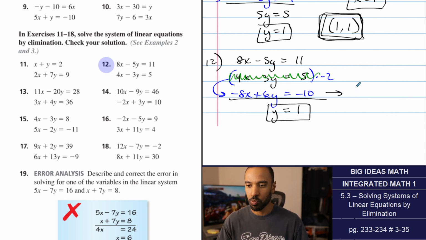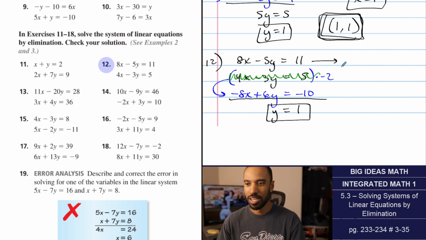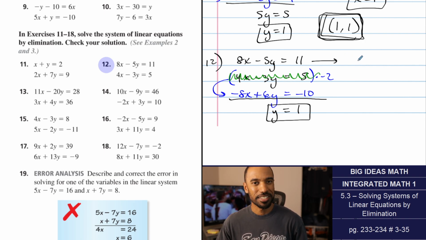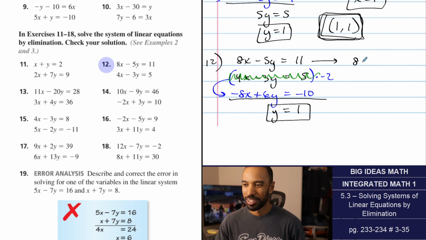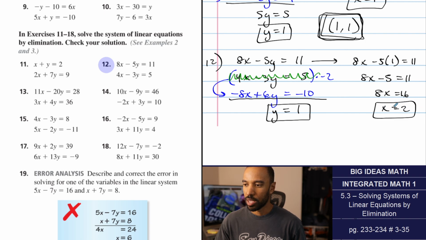Why not? Oh, actually, because we're not solving for y, we're solving for x. So let's use this equation. I would have loved to use this equation for it, to be honest, but I can't see it. So 8x minus 5 times 1 equals 11. And 5 times 1 is 5. Add 5 to both sides and divide by 8 to get x equals 2. So we get 2, 1.